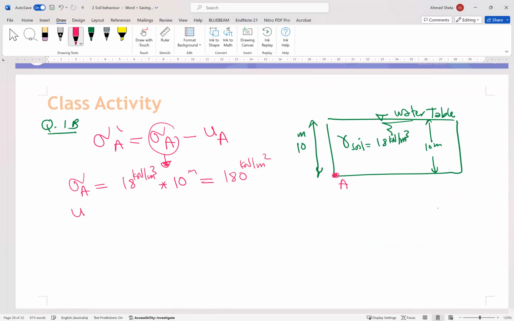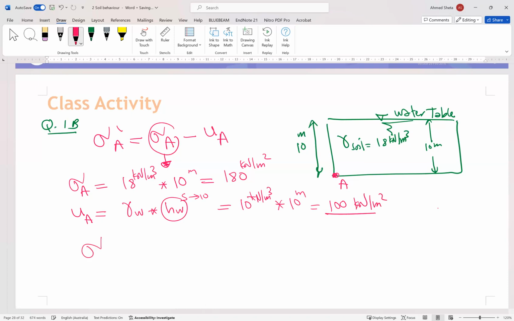For U, the water pressure at A has changed. So it's still gamma water times H water, but H water increased from 5 to 10. So this will be 10 kilonewton per cubic meter times 10 meters, equal to 100 kilonewton per square meter. So sigma effective at A equals 180 minus 100, equal to 80 kilonewton per square meter. Okay. Do you have any question about that?